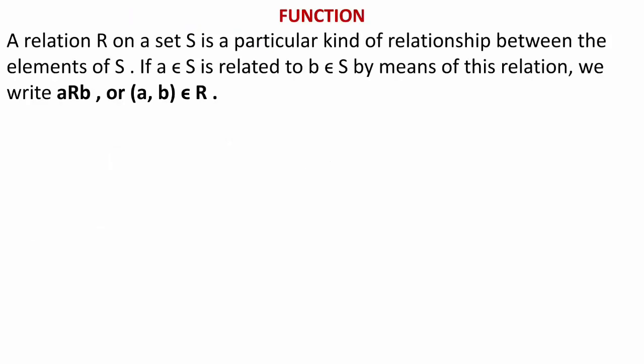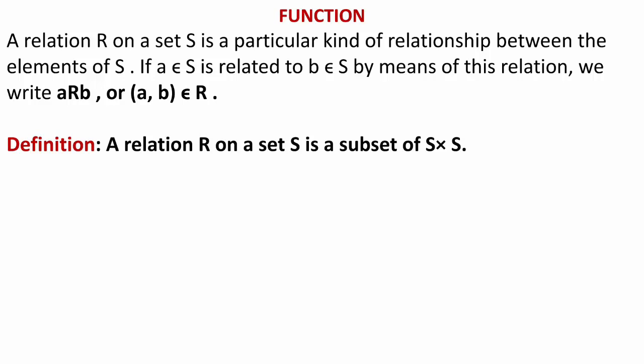Now define function. A relation R on set S is a particular kind of relationship between the elements of S. If a belonging to S is related to b belonging to S by means of this relation, we write a is related to b, or the ordered pair (a, b) belongs to R.